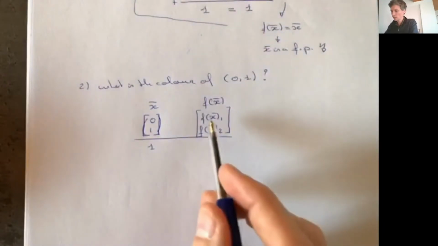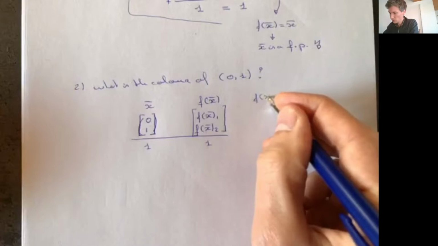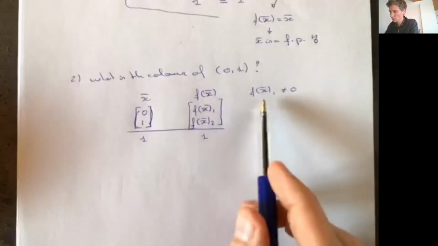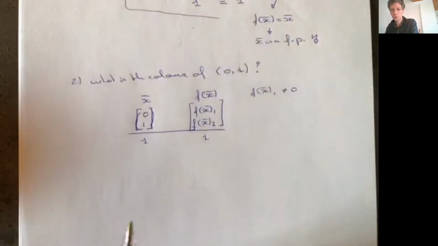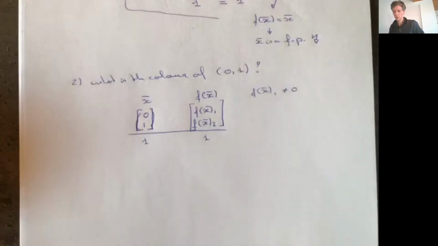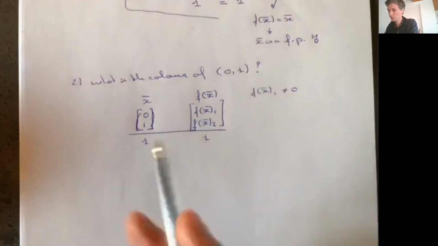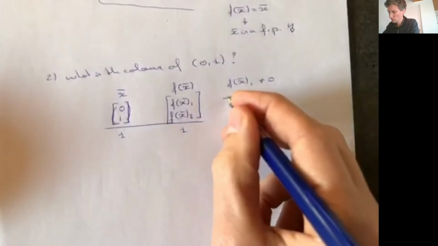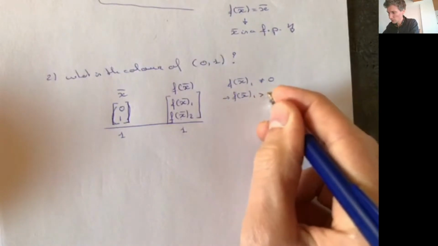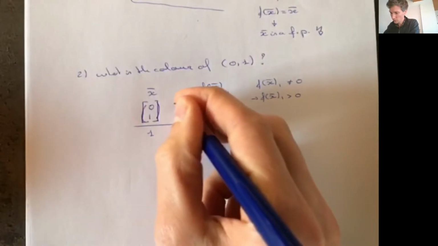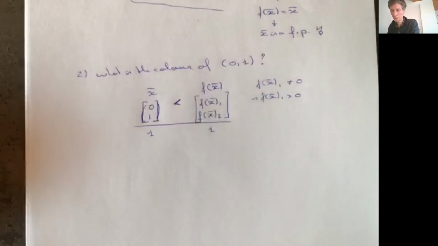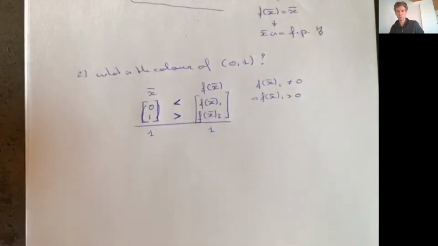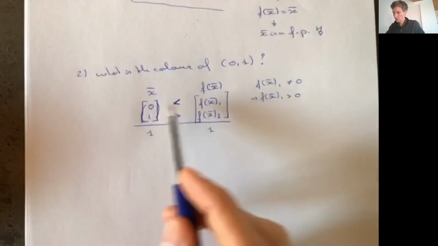Okay, so this here, f of x1, is different from 0. So if f of x1 is different than 0, then it has to be strictly bigger than 0, right? Because f of x1 is between 0 and 1, because it's non-negative and it has to add up to 1 here. So here we have a strict inequality between this and this. And then, of course, because they have to add up to 1, we have an inequality here. So in particular, f of x1 is bigger than 0.